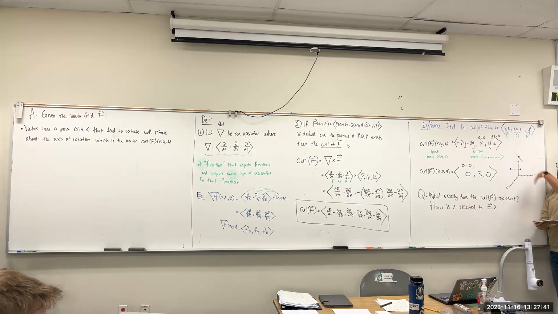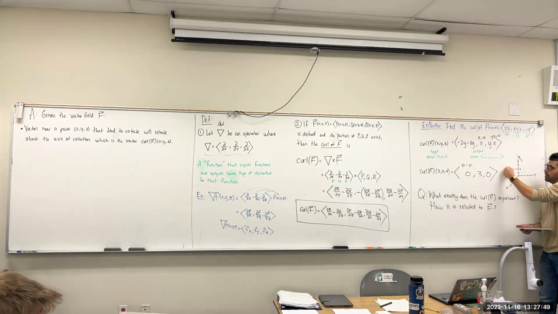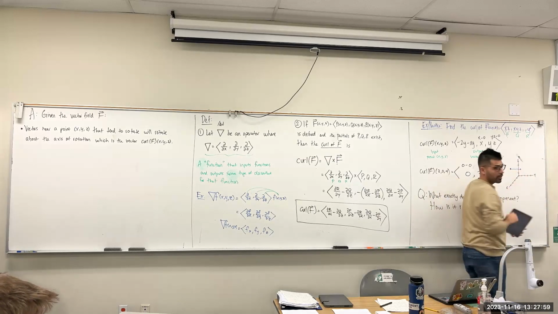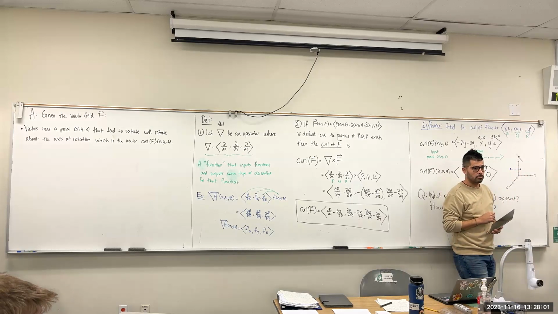I can't graph the vector field, but that means that when the vectors are around this point (3, 0, 4), they're going to rotate using the right-hand rule with respect to this vector. So they're going to be going like this, and that's going to act as the axis of rotation.